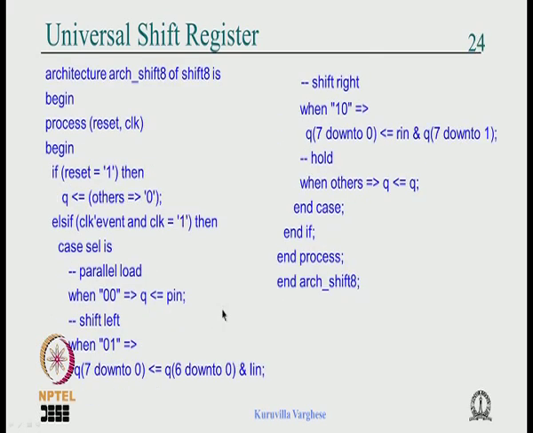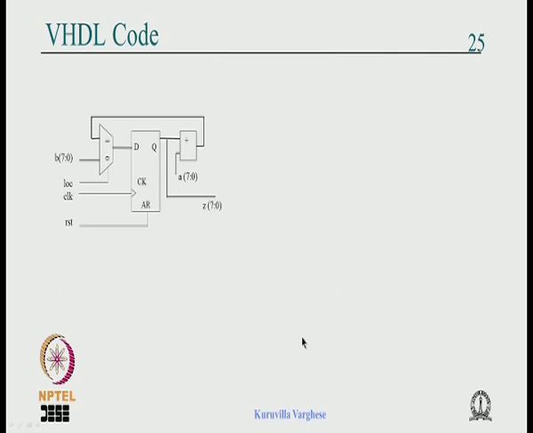And for the right shift it is opposite, Q(7 down to 0) gets R in which comes at the MSB and Q(7 down to 1). So R in goes to Q7, Q7 goes to Q6 and so on, and when others, Q gets Q. That is the code, and this is the most elegant code as far as the universal shift register is concerned. So let us take another example, which is a little bit arbitrary. Please have a look at the circuit.